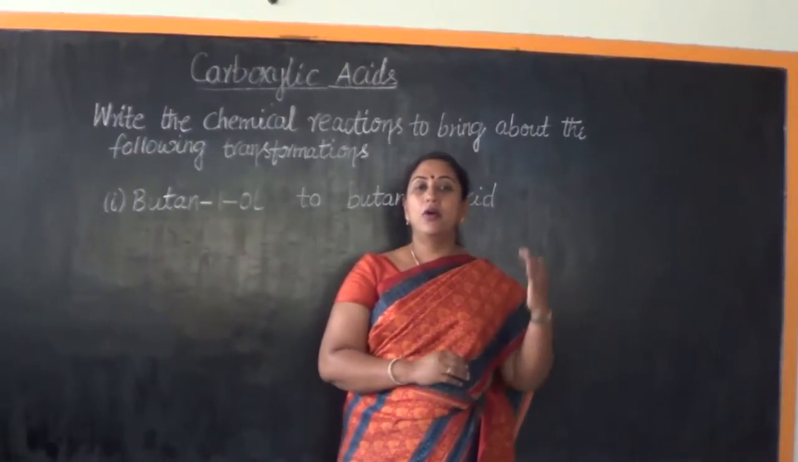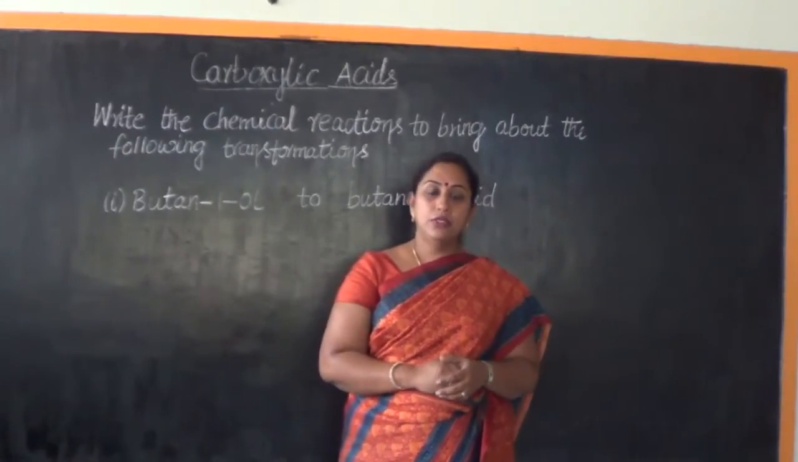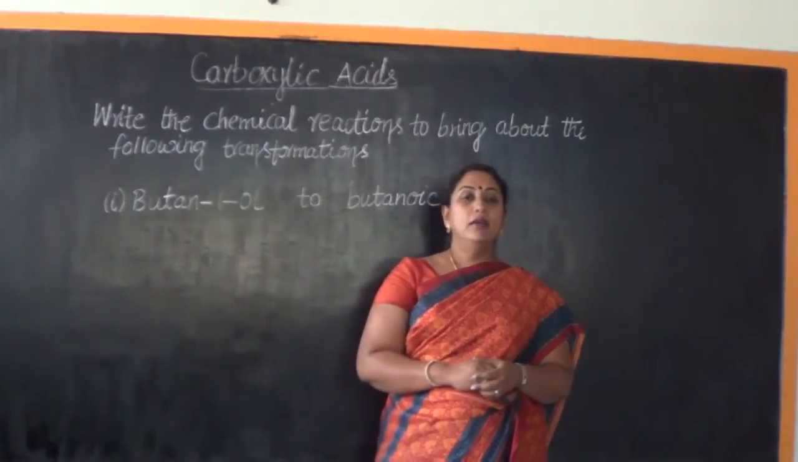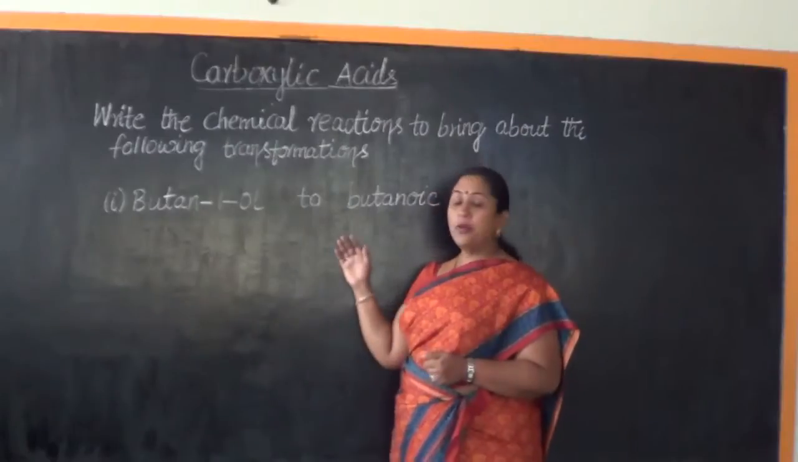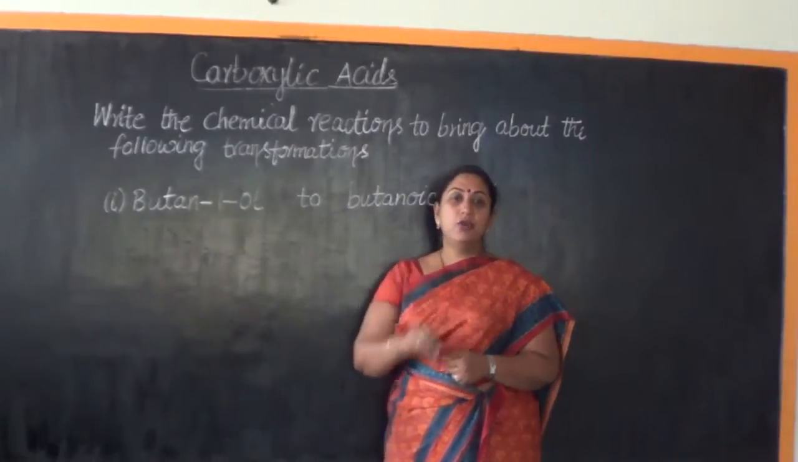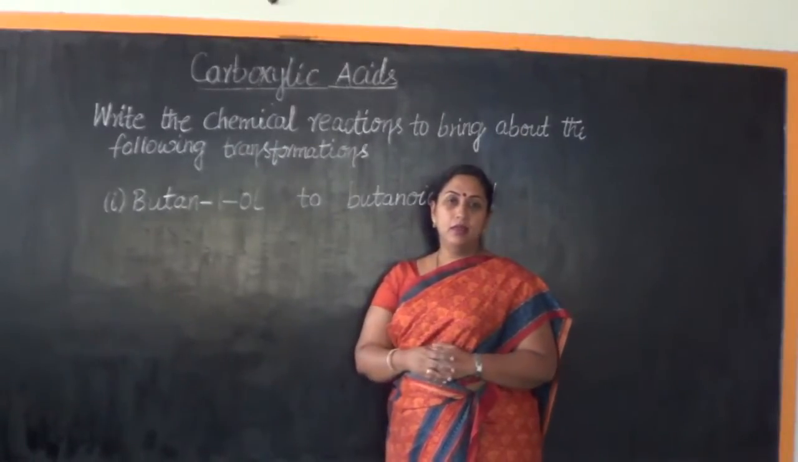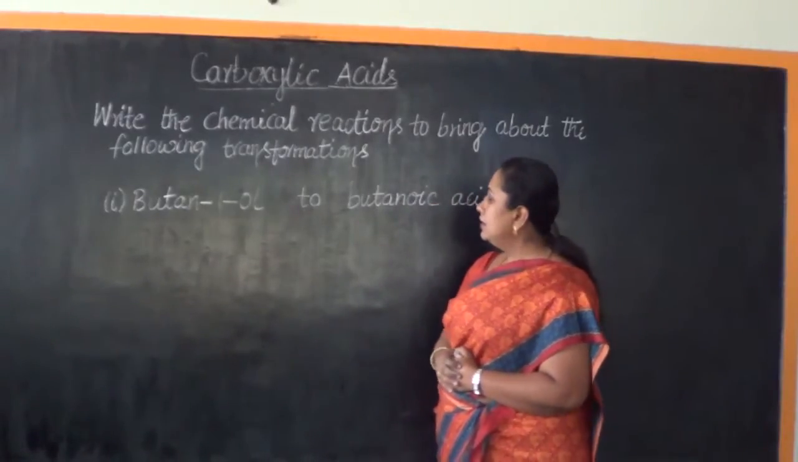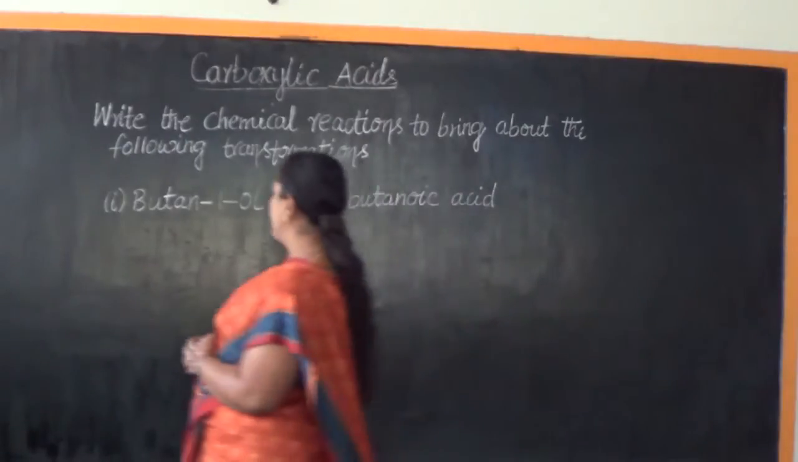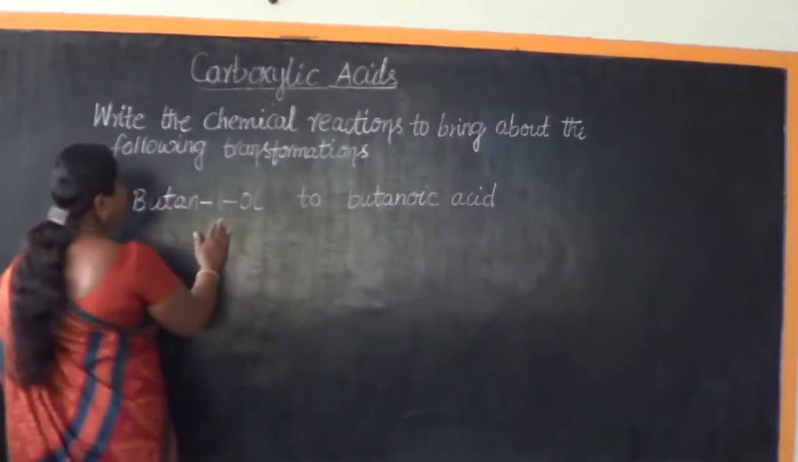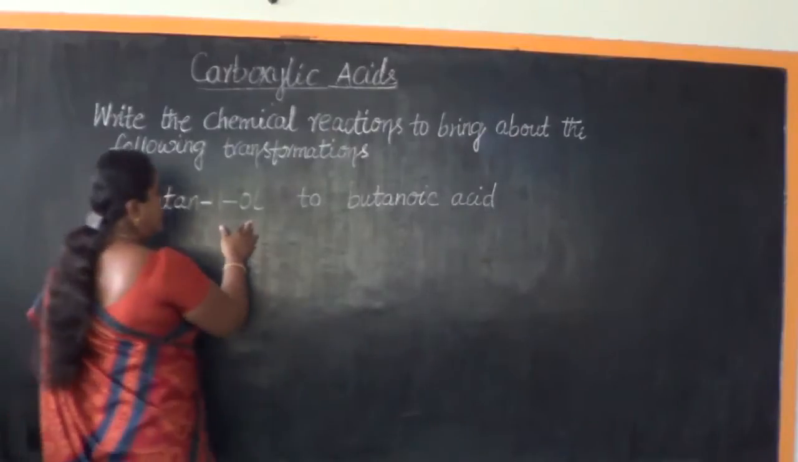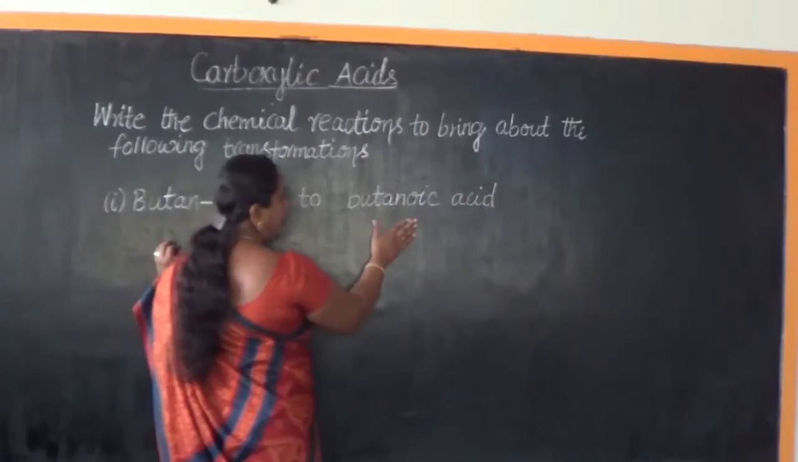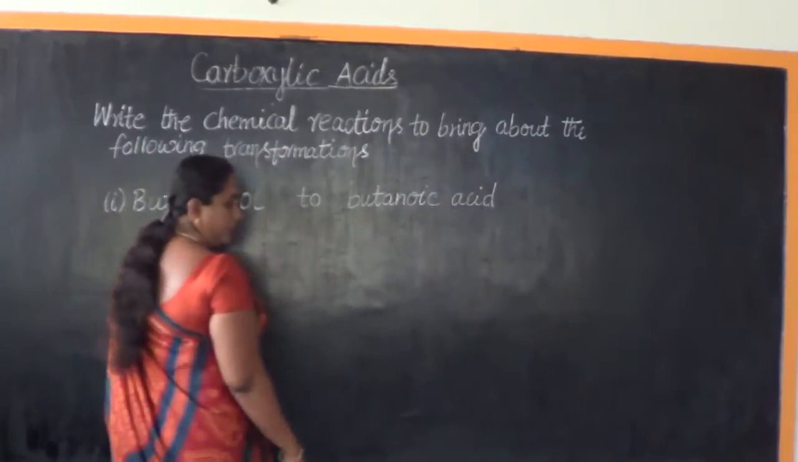Now, if you have watched all my videos on the general methods of obtaining carboxylic acid, then here are a few questions to test your understanding. Now, let us go with the question. Look at the question. What is being asked? Butan-1-ol is our starting material. It has to be converted to butanoic acid.